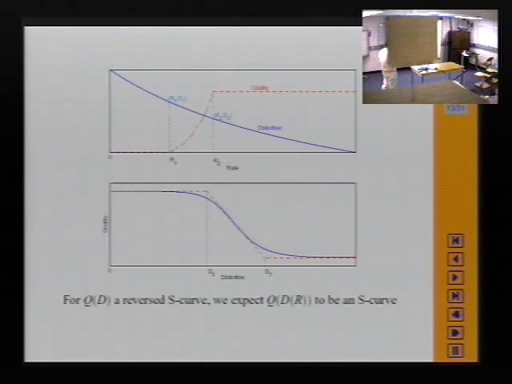So our claim, and we are trying to prove it, we haven't proved it yet formally, is that this QR function, under the accepted assumption that the DR curve is decreasing and convex, and our imposition that the QD curve is a decreasing S curve, is an increasing S curve. It's the original S curve again. No, it's an inverted S curve.